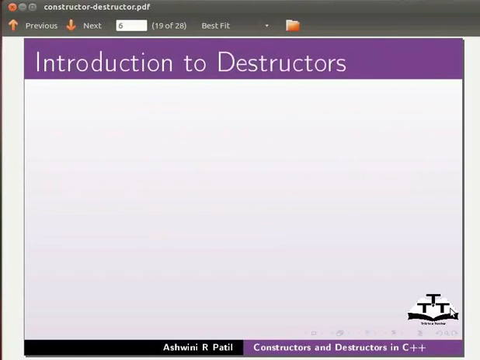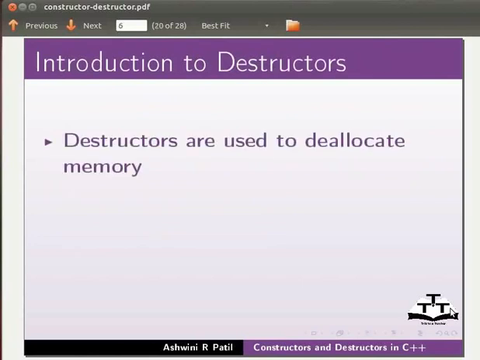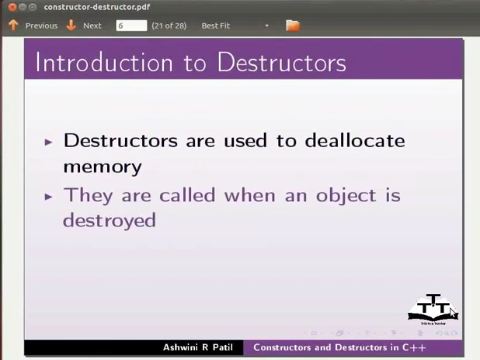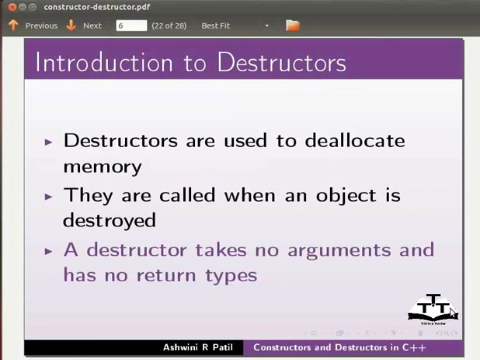Let us move on to destructors. Destructors are used to deallocate memory. They are called when an object is destroyed. A destructor takes no arguments and has no return types. Let us see an example on constructors and destructors.